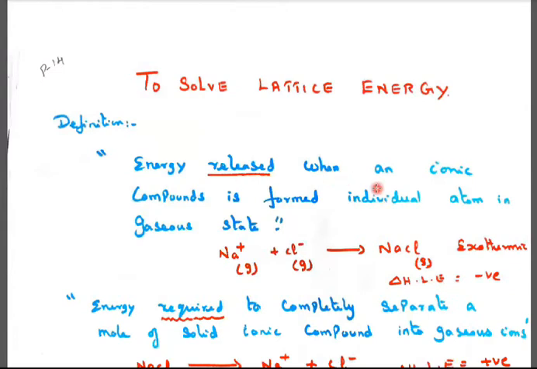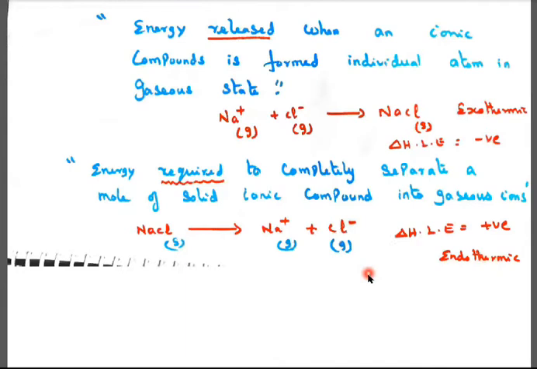Lattice energy is also the energy released when an ionic compound is formed from individual ions in the gaseous state. For example, Na+ is a gaseous ion and Cl- is a gaseous ion; combined to form NaCl, it releases energy, which is exothermic. The energy required to completely separate NaCl, breaking it, absorbs energy. So for Na+ and Cl-, the lattice energy is positive, an endothermic process.